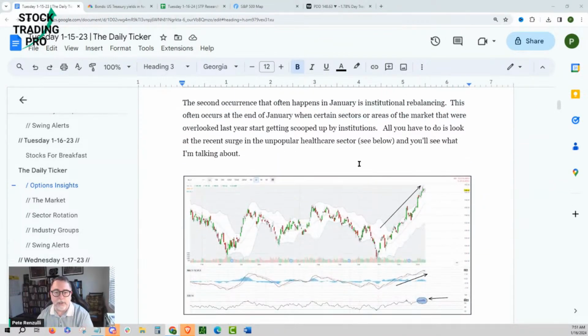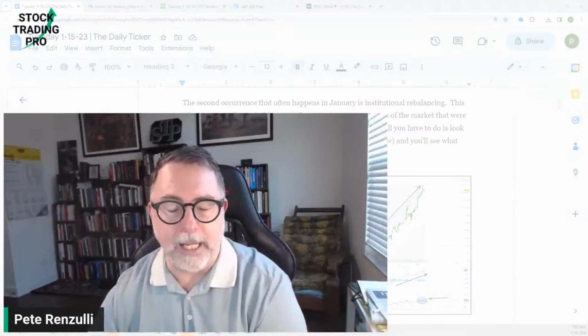The second occurrence that often happens in January is institutional rebalancing. So again, John's giving us his institutional background to tell us why we're chopping around right now, going sideways. This often occurs at the end of January when certain sectors or areas of the markets that were overlooked last year start getting scooped up by institutions. So now you want to print that out, take a snapshot. All you have to do is look at the recent surge in the unpopular healthcare sector, and you'll see what I'm talking about. So that's a big breakdown that John is giving us.